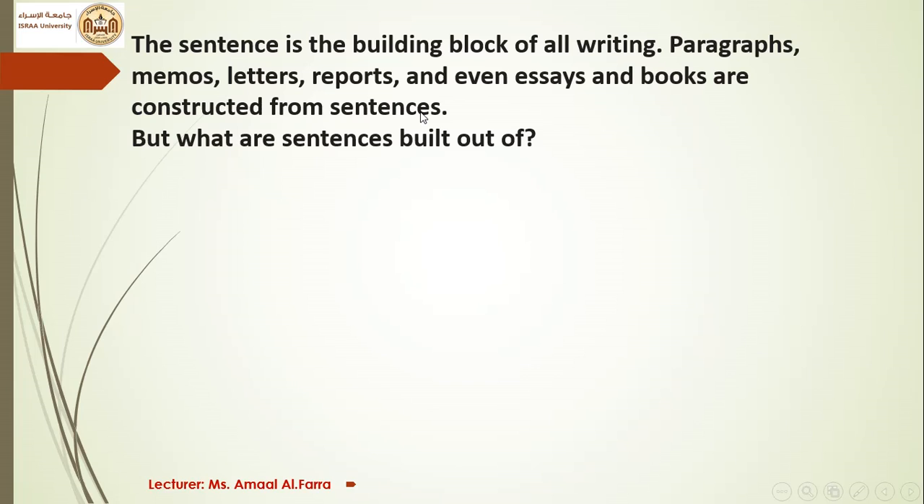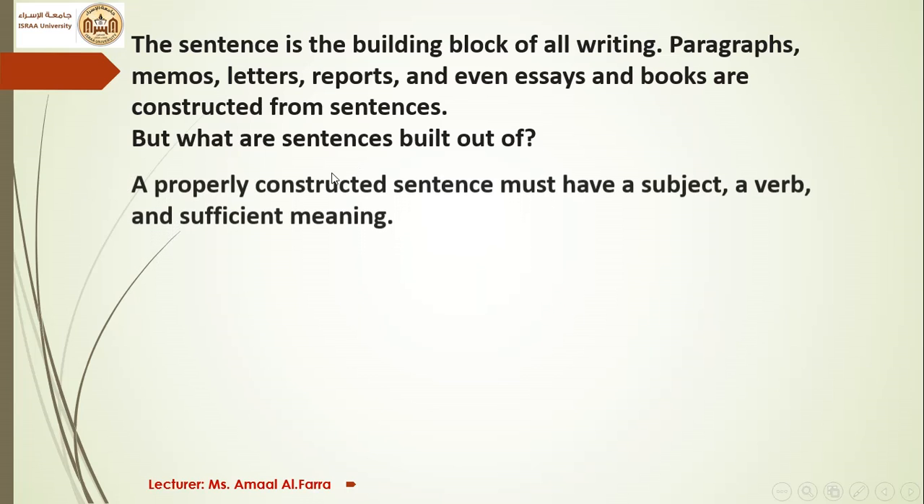But what about the sentence? What is it built out of? What is it constructed from? The properly constructed sentence must have subject, verb, and sufficient meaning. These are the three main elements of a sentence. It should have subject, verb, and sufficient meaning. And this is called a simple sentence, as we will see.